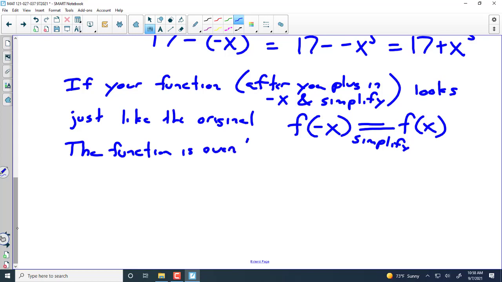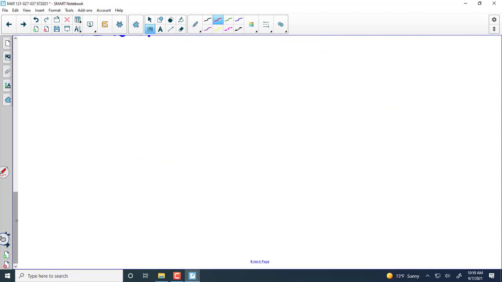The function is even. If your function, after you plug in the negative x and you simplify, looks just like the original, it looks exactly as it did when you started, then you can say the function's even. That's pretty slick.